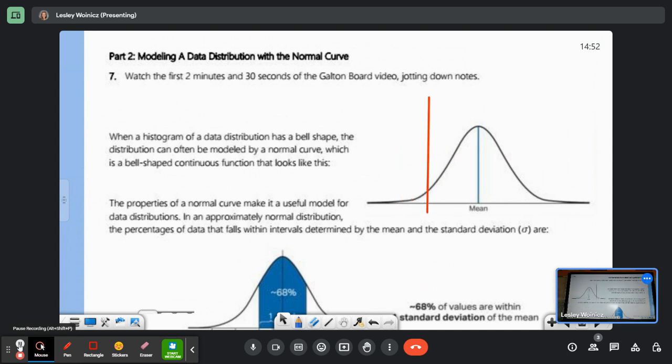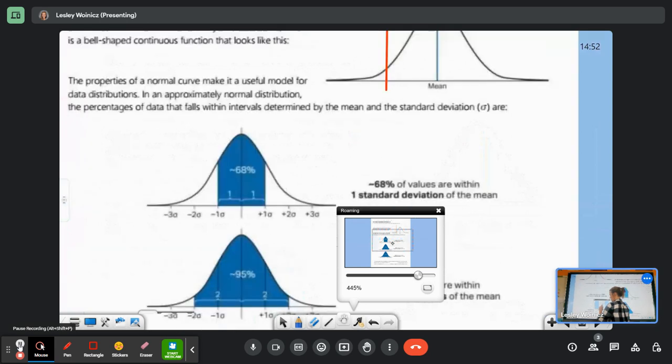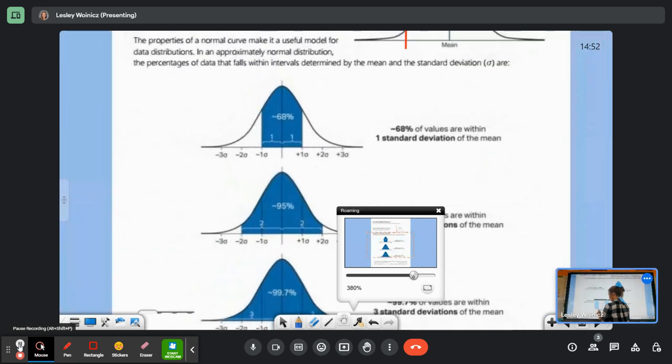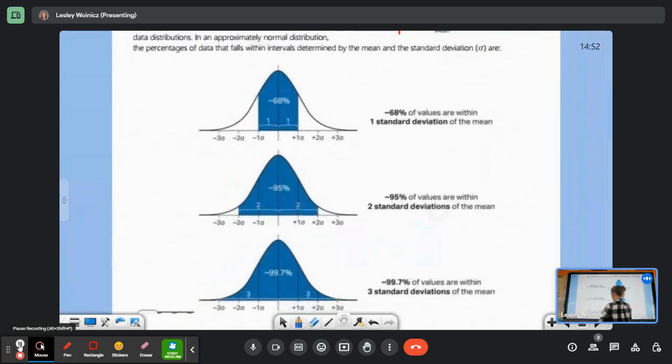Okay. Notice that it's continuous. There's no breaks in it. There's not any jumps in it. Okay, you don't have to lift up your pencil to trace it. Okay, the properties for a normal curve make it a useful model for data distributions. In an approximately normal distribution, the percentages of data that fall within intervals determined by the mean and standard deviation, sigma, are as follows. Okay, this is important.